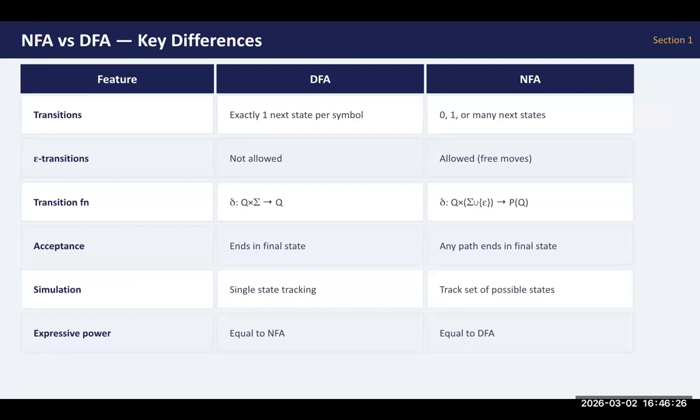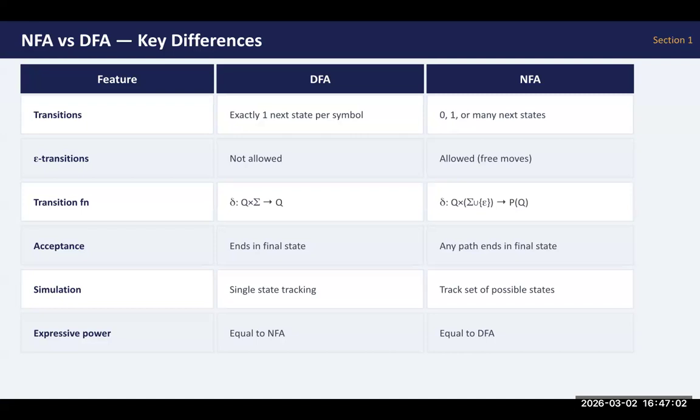The transitions for DFAs are exactly one next state per symbol, and for NFAs, they are 0, 1, or many next states. For DFAs, empty transitions are not allowed, and for NFAs, they are allowed. The transition function for a DFA goes to exactly one specific state. And for NFAs, your input can be the input alphabet or epsilon, and you can transition to a set of states or just one state.